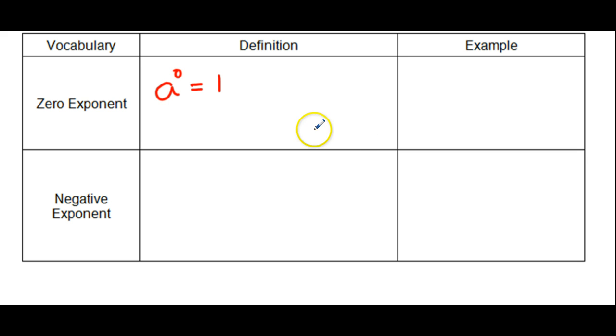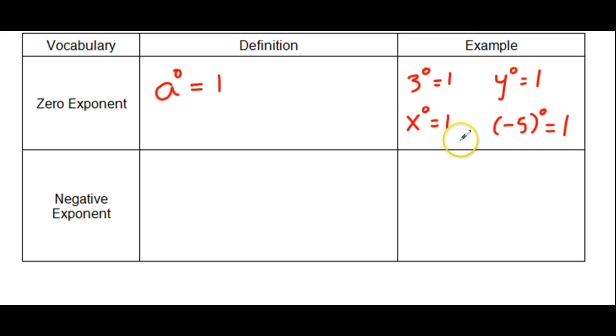All right. So for example, we can have 3 to the 0 power, that's going to equal 1. We can have x to the 0 power, that's going to equal 1. We can have y to the 0 power, that's going to equal 1. We can have negative 5 to the 0 power, and that's still going to equal negative 1, or positive 1, sorry. Anything to the 0 power is going to equal 1. All right, that's about it. That's the only thing about the 0 exponent.